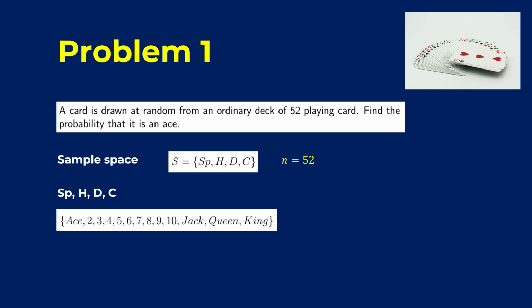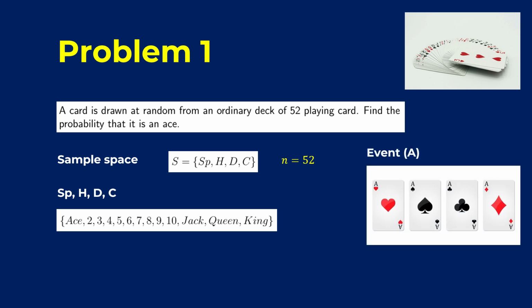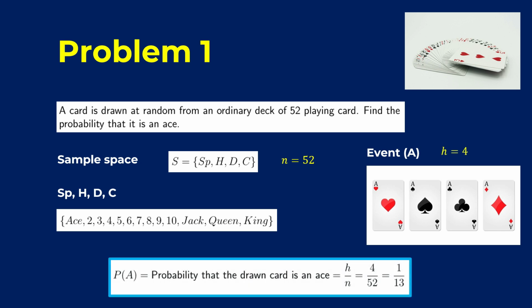We are interested in the event that the drawn card is an ace. Now it can be an ace of hearts, spades, diamonds, or clubs. So there are four possibilities of picking an ace from an ordinary deck of 52 cards. Then the probability of A, which is the probability that we drew an ace, is equal to 4 divided by 52, which equals 1 divided by 13.